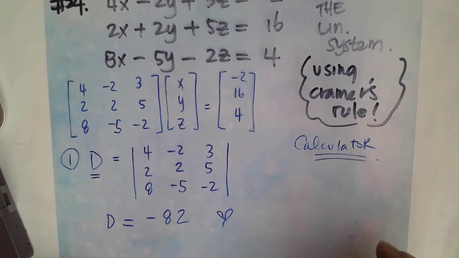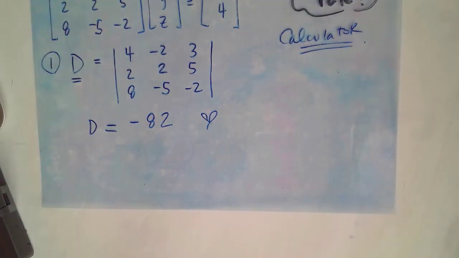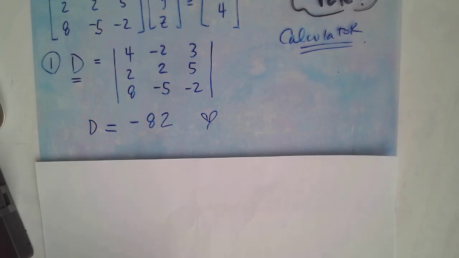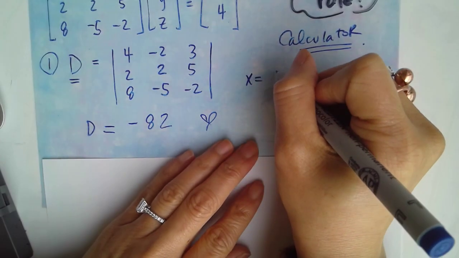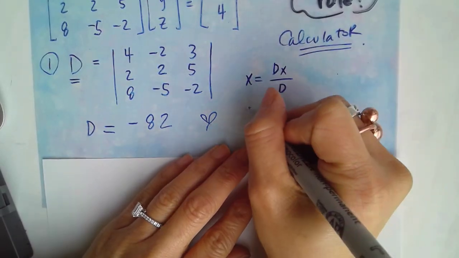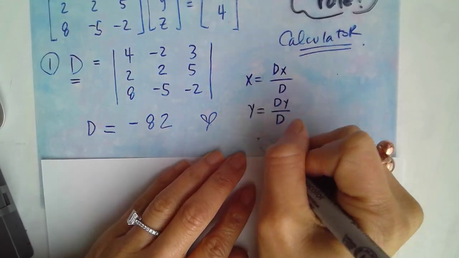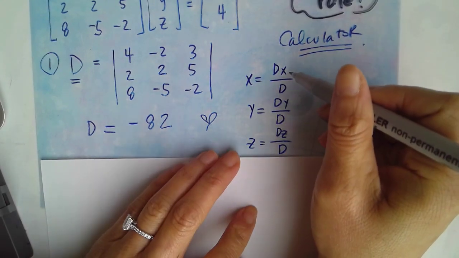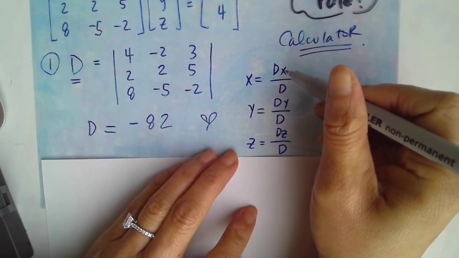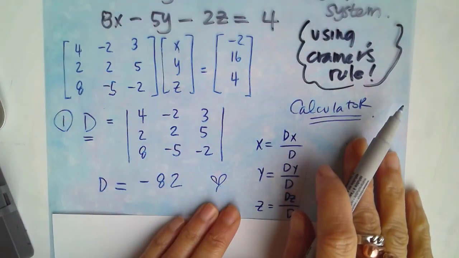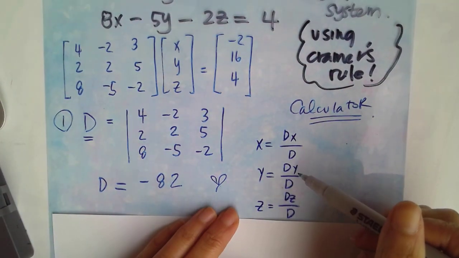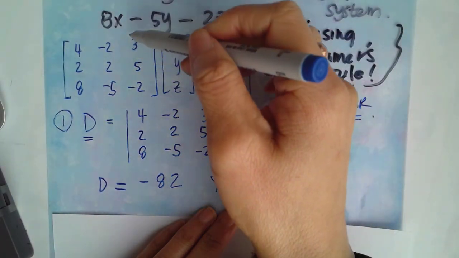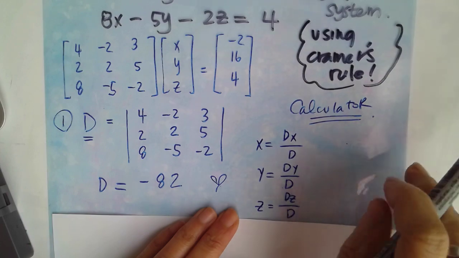So that's my first step. What was my second step? Do you remember what we did for our second step? You're right. Let's calculate in order, okay? Just remember, let's write some notes here. X is equal to d sub x over D. Y is equal to d sub y over D. Z is going to equal d sub z over D. This means it's the coefficient matrix with the x column replaced with C, right? And this means the coefficient matrix with the y column replaced with the C. And z is when the third column is replaced with the C, determinant of, okay?